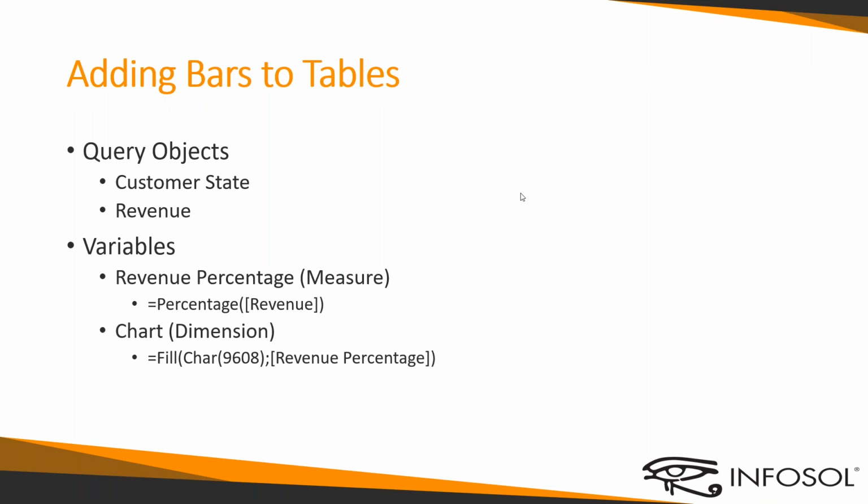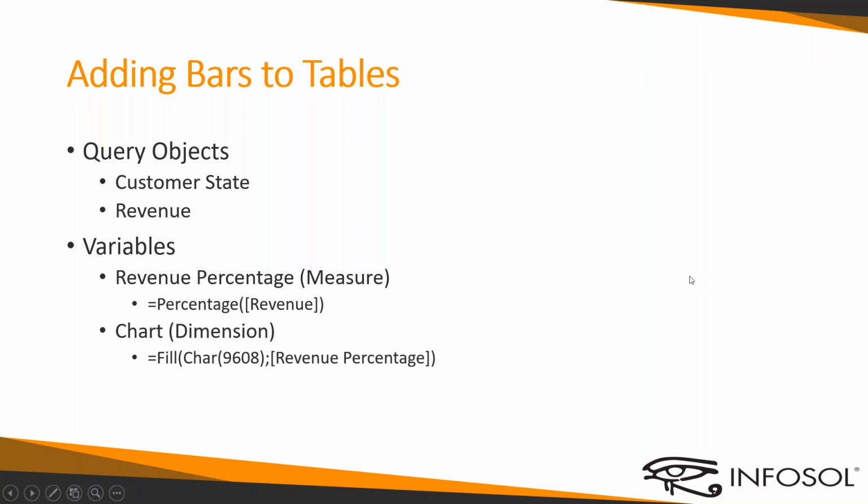It does have 2 variables. The first one is that revenue percentage that I was displaying. I just have to calculate that, and it's really simple. It's just the percentage of the revenue as a measure. And then the second one is what I call chart, and you can give it any name that you want, but it's that last column that I'm going to use to display those bars.